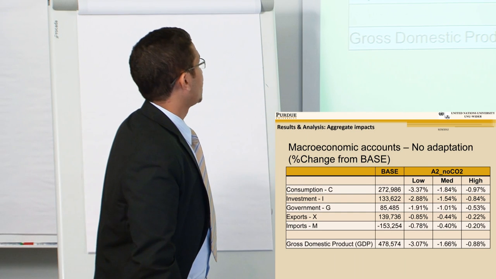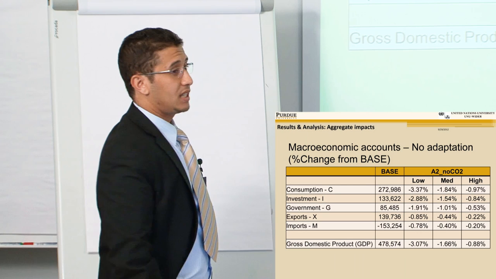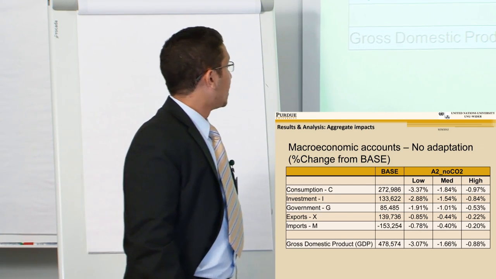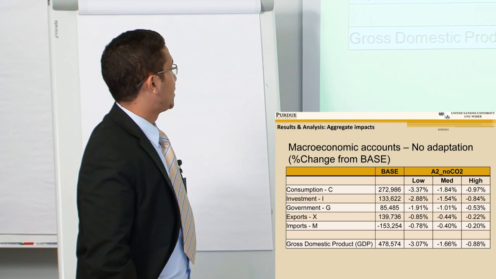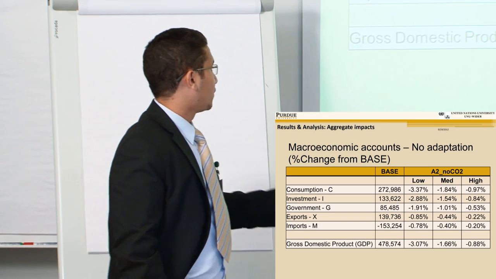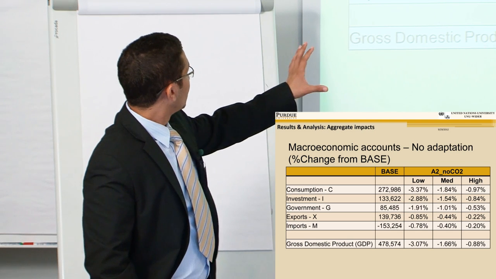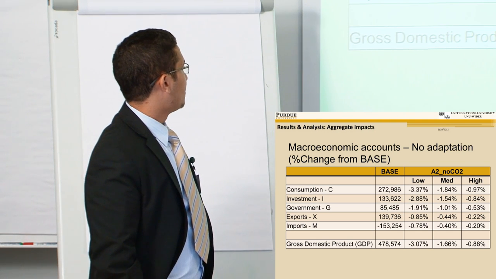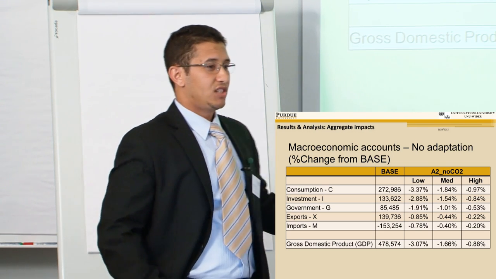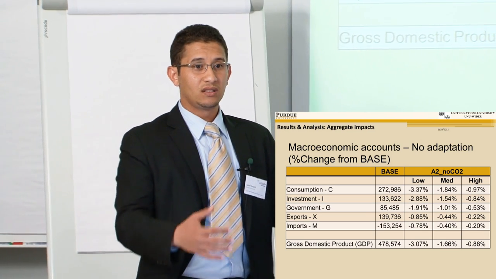We ran our analysis, and overall what we see under the worst case scenario, assuming no adaptation, is that the overall impact is quite negative and quite substantial. GDP falls by minus 3%. All the macro accounts showcase negative impacts of climate change. What this tells us is that the severe shock of climate change acts as a drag on the economy as a whole.